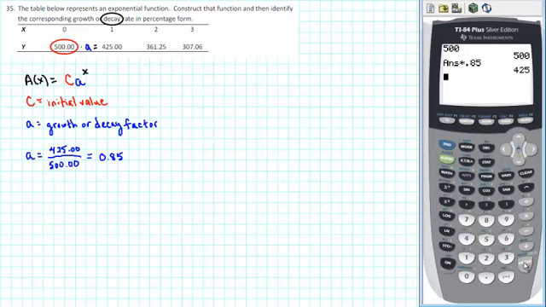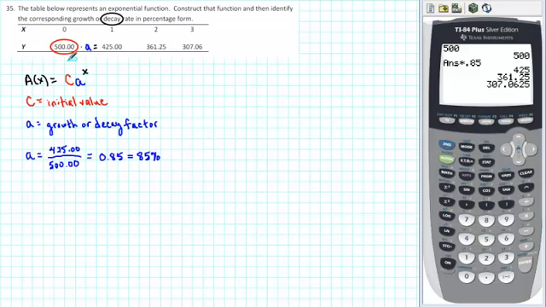Now, if we just press enter again, the calculator will multiply our answer, 425, by 0.85, and that gives us 361.25. And if we press enter one more time, it will take that answer and multiply by 0.85, and we get 307.0625, which rounds off to 307.06. So our decay factor is indeed 0.85. Now if we write that in percentage form, that's 85%.